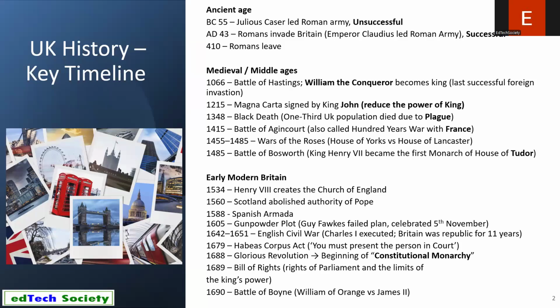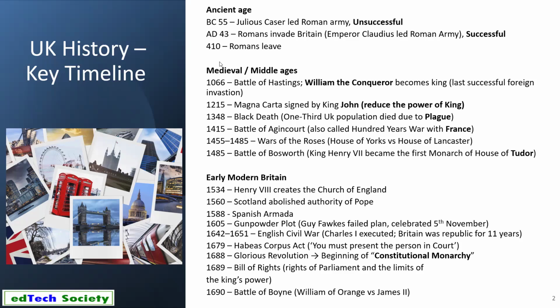So, history, starting with the ancient period. Let's start from the beginning, ancient Britain. In 55 BC, Julius Caesar tried to invade Britain but failed. In AD 43, Romans came back under Emperor Claudius, and this time they were successful. They ruled Britain for 400 years. Then in 410 AD, Romans left Britain. This created instability, and new groups started coming in.